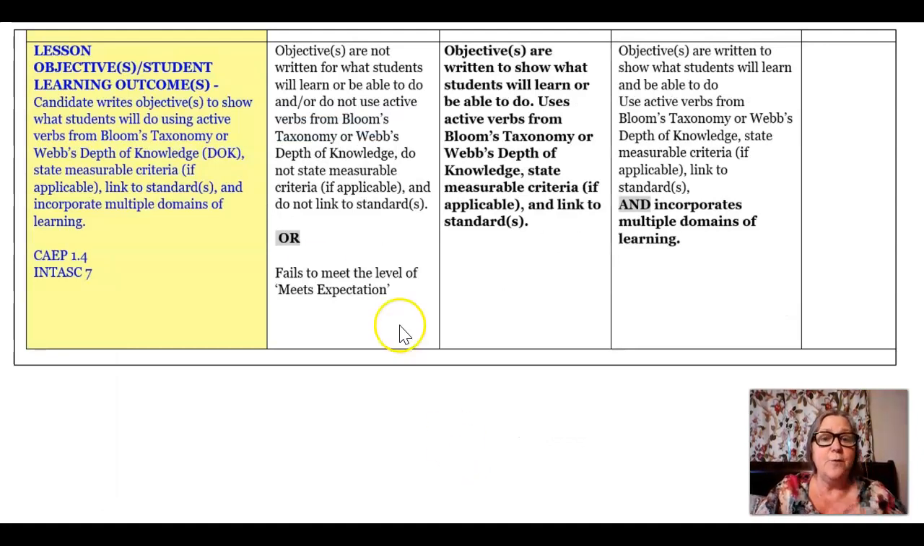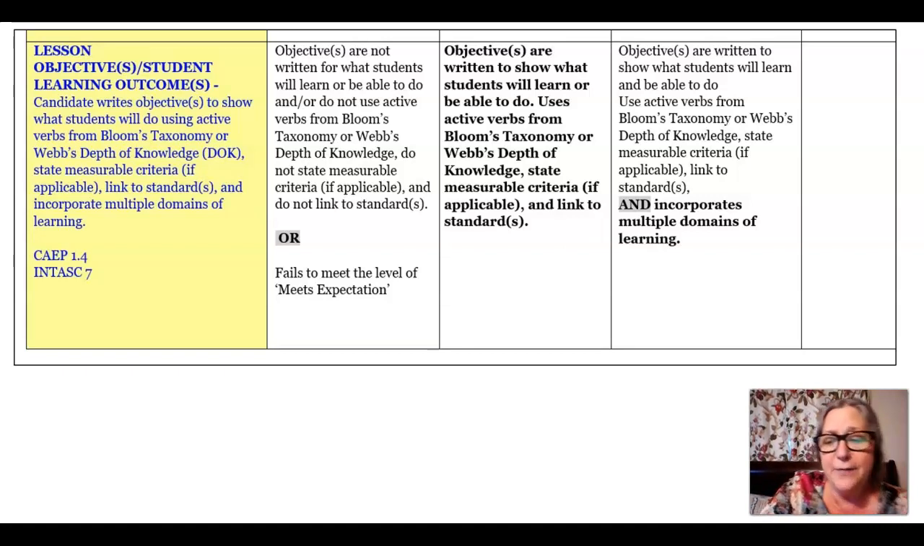So this is the rubric that goes along with the objectives section in your lesson plan. Notice that you want to make sure that the objective is written to show what students will learn and or be able to do within the lesson. You need to be using active verbs from Bloom's, Webb's Depth of Knowledge. So be looking at all of that that was in your last module. You want to state measurable criteria if you can, if it's applicable.